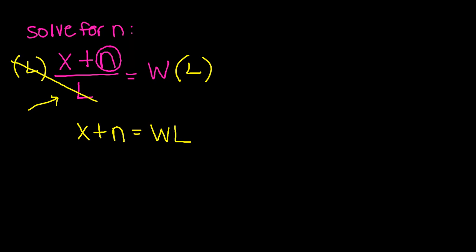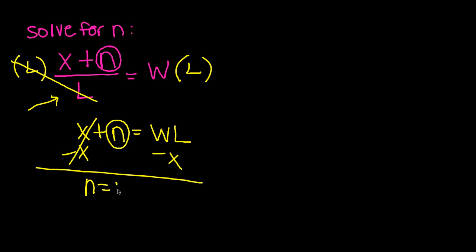And instead of subtracting n, since I want to get n by itself, I'm going to move the x instead with subtraction. X minus x cancels, and we get n equals WL minus x. And if you got that, that's awesome. You're well on your way to understanding literal equations.